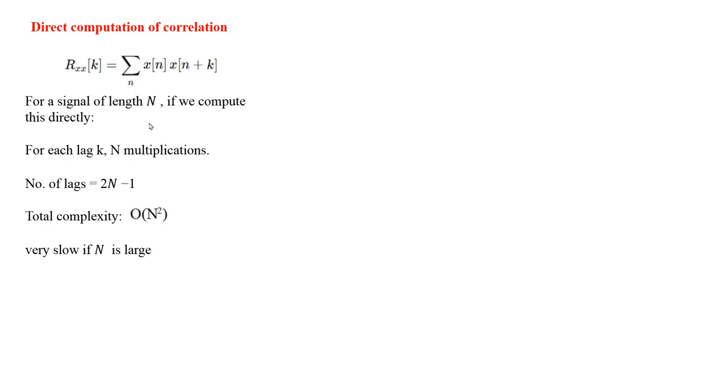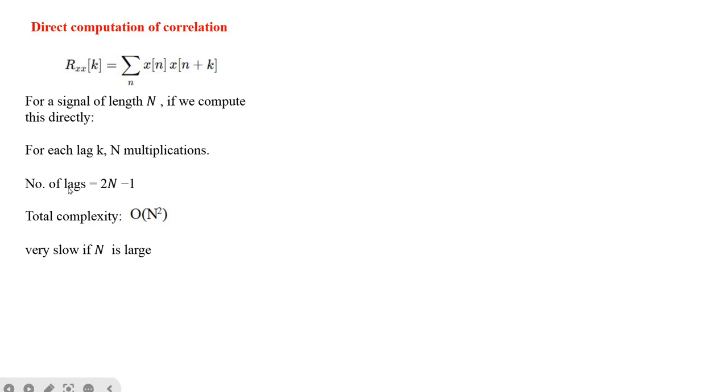Suppose we are going for direct computation of the correlation. So here the formula for correlation is given by rxx of k equal to summation x of n times x of n plus k. Now for a signal of length n, if we compute by using this formula, that is by the direct computation method, then for each lag k there will be n number of multiplications. That is, we need up to n multiplications.